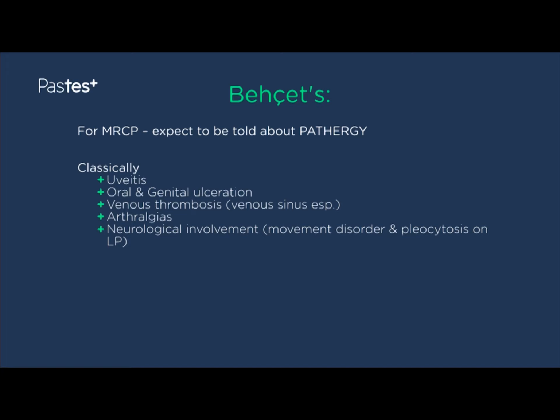Classically, Behçet's is a combination of uveitis, oral and genital ulceration, venous thromboses, and in this situation, this patient sounds like it may have been a venous sinus thrombus, which would fit with his slightly raised CSF pressure and a pleocytosis. Arthralgias, often lower limb arthralgias, and neurological involvement. And the neurological involvement is characteristically a movement disorder.